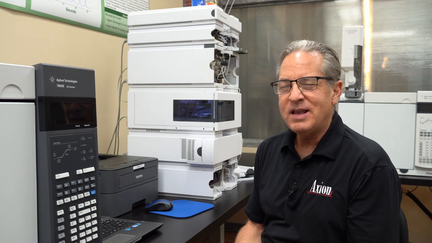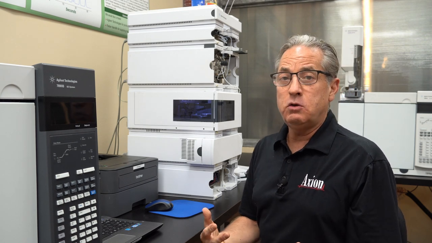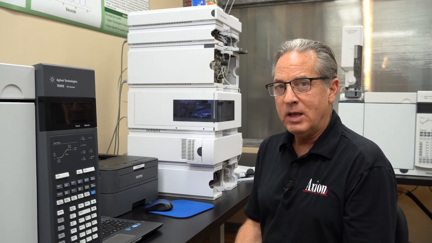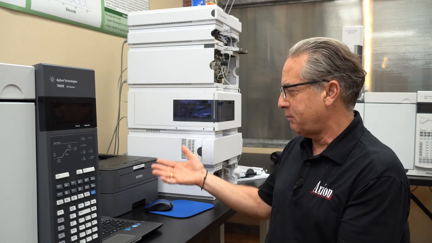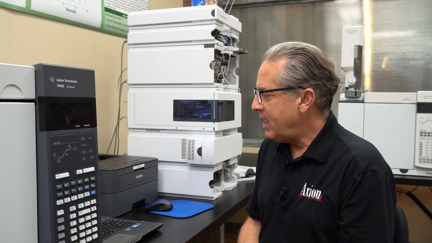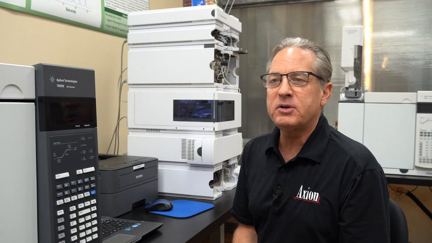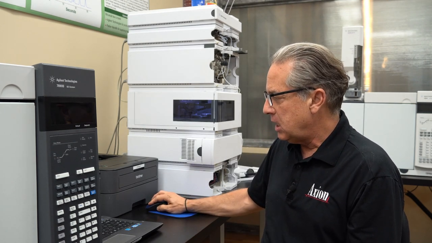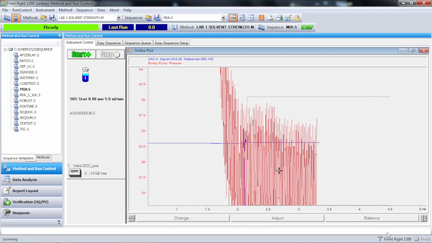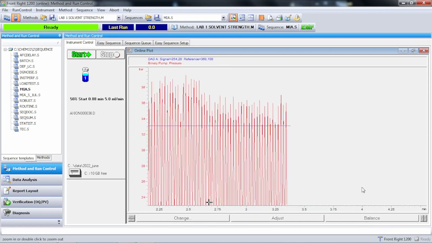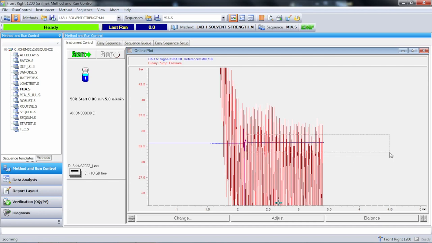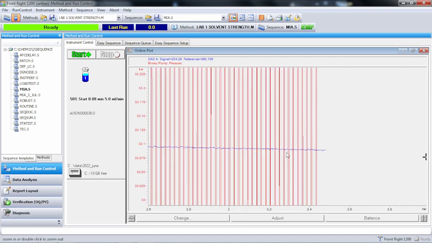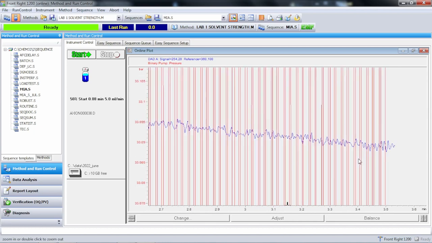So the pressure is probably the best insight into troubleshooting in the pump. So when we have a lot of pressure variability, we call this pressure ripple, supposedly less than 2%, and this is probably 200%. That usually means 99% of the time you got an air bubble in the pump. So notice the pump pressure fluctuating. Also, if we look at the blue baseline itself, our UV signal, what you can tell is it's also sort of bouncing around.